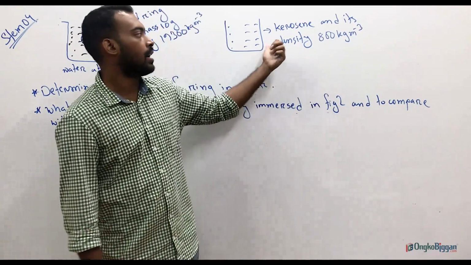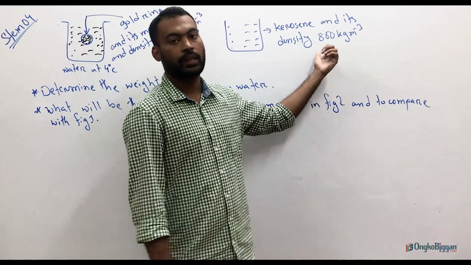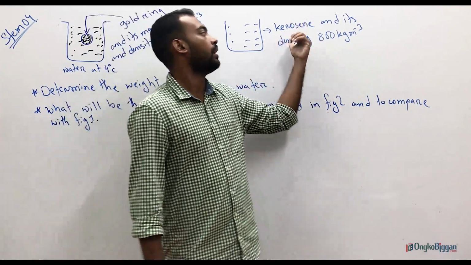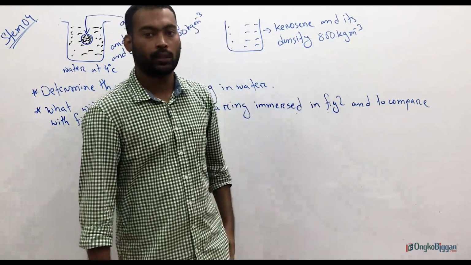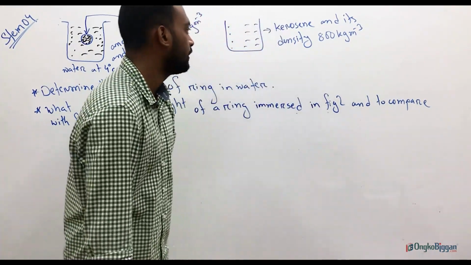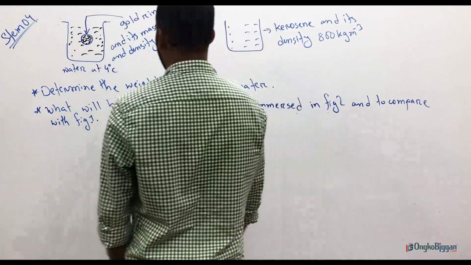In this beaker now it's kerosene, it's not water, no water is there anymore. So in kerosene the density is different. In water the density was 1000, but in kerosene the density is 800 kg per meter cube.